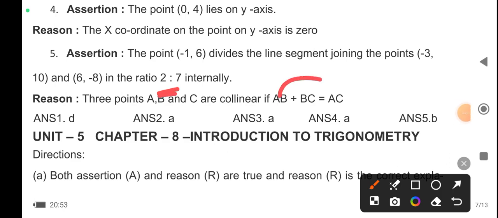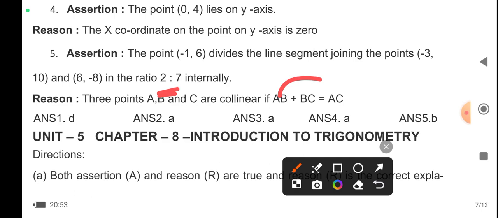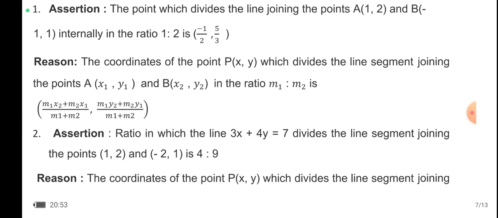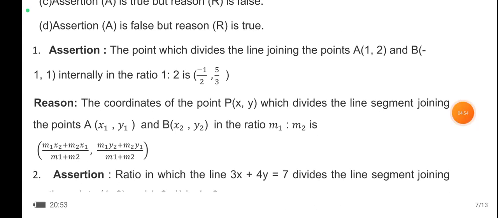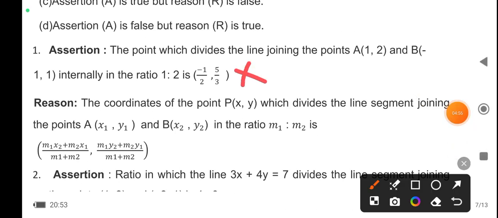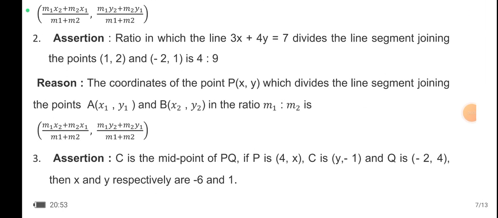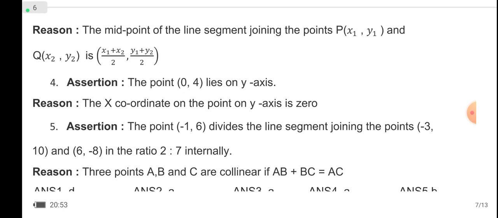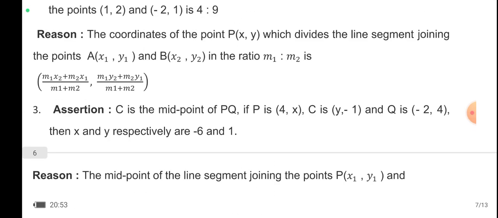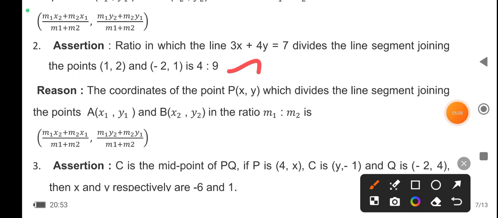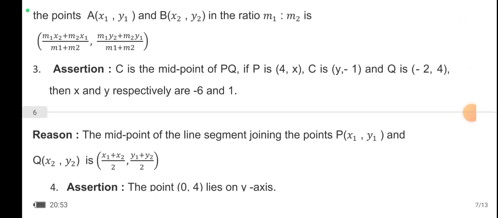And they are talking about collinearity. So for the first one, the option is D. Why, sir, option D? A is false. Check whether we are not getting this answer. You solve it and tell me whether you are getting it or not. Question number 2. They are getting it as correct. So they got the ratio as 4 is to 9 by using this. Check whether you are getting it or not.